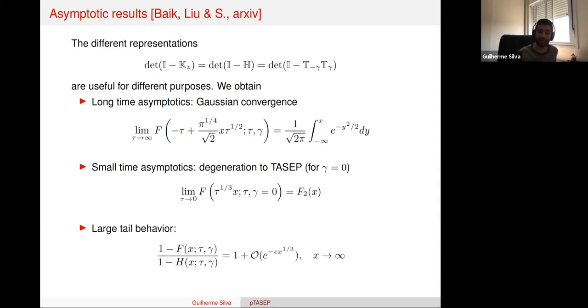We also study tail behavior, the large tail behavior. Don't care much about all the quantities here, but basically what they're saying is that the large tail of the distribution of the periodic TASEP is comparable with the distribution of a shifted Tracy-Widom. This H is my shifted Tracy-Widom, except for exponentially small corrections. So they agree up to exponentially small corrections. So in the large tail behavior, you don't feel much the periodicity.